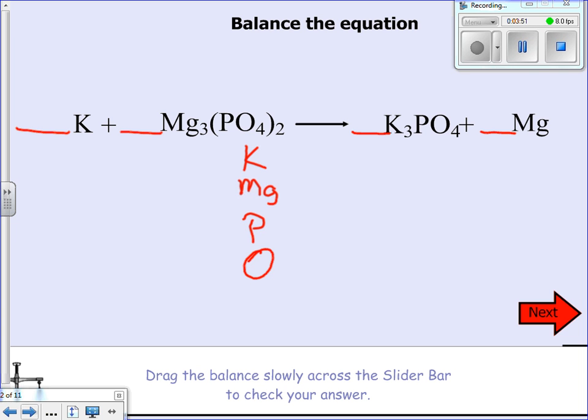All right, so potassium, I have 1 on the reactant side. I have 3 on the product side. For magnesium, I have 3 on the reactant side and only 1 on the product side. For phosphorus, phosphorus is in parentheses. The 2 outside of the parentheses distributes to everything that's inside the parentheses, and we multiply. So here we have 2 atoms of phosphorus. On the right-hand side, it's understood to be 1. And for oxygen, 4 times 2 gives me 8. And on the product side, we only have 4.